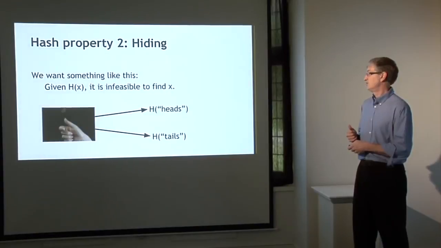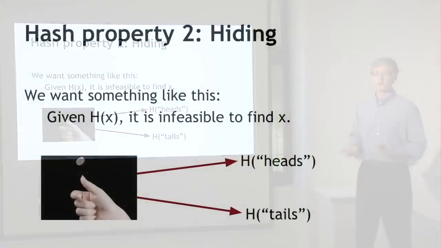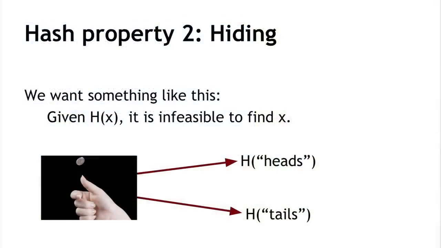So here, what we're going to do is an experiment where we flip a coin, and if the result of the coin flip was heads, we're going to return the hash of the string heads, and if the result was tails, we're going to return the hash of the string tails. And now we're going to ask someone who didn't see the coin flip but only saw this hash output to figure out what the string was that was hashed. That, of course, is going to be easy. It's easy in this scenario to find what the input string was. It's easy to find x.